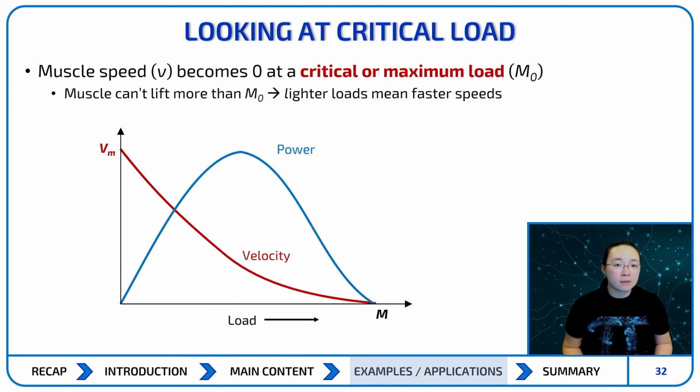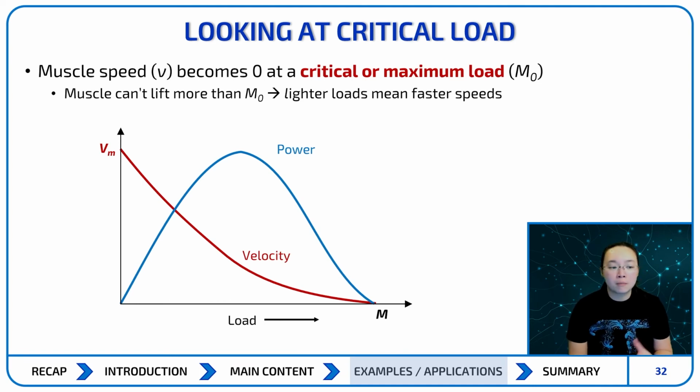Now we have to take a look at something called critical load. Muscle speed, which is v, is going to become 0 once you reach maximum load. What this means is that your muscle can't lift more than that maximum amount. So everybody has their limits. As you approach that maximum amount, your speed is going to get slower and slower because it's going to be more and more difficult to raise it up.